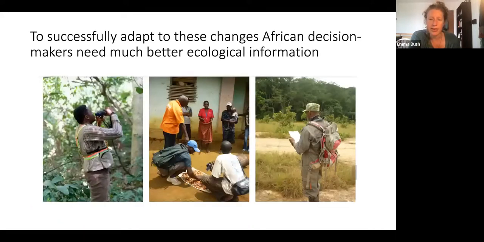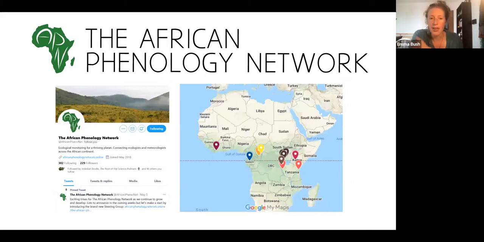And to successfully adapt to the climate changes that are coming to the African continent, it's really important that policymakers have this information so that they can prepare people so that people don't suffer from the impacts of climate change, but also be armed at negotiations like the future COP26 coming up as to why climate change is going to be impacting their own countries. So we need to provide policymakers with the right evidence and the right information. So that's where the African Phenology Network comes in.